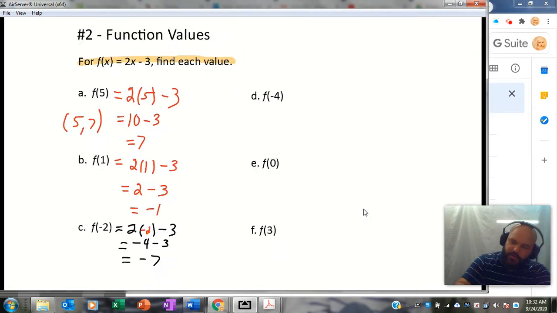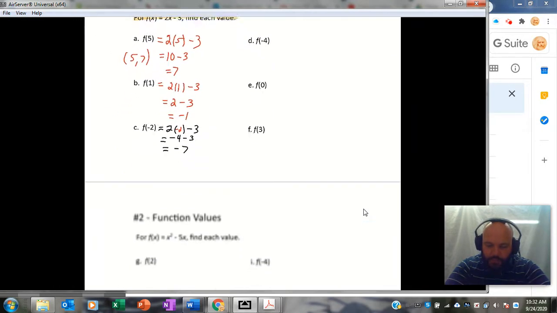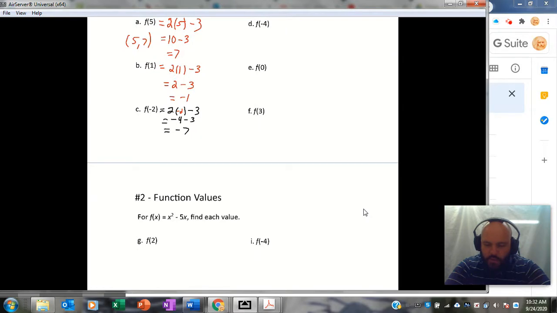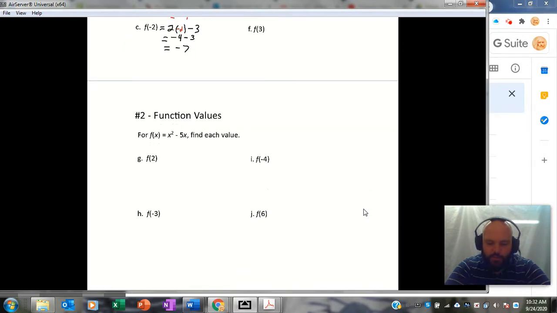And there's the value for that. So as you guys can see, as we're substituting values in, we put an input in, and then we get an output out. And that's what a function is. Now, I'm not going to do all of those because I think the first 3 you should hopefully have gotten an idea of what to do.